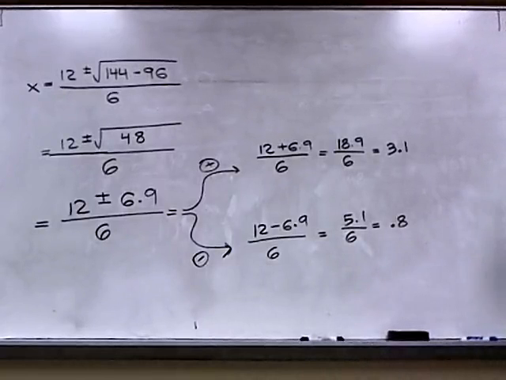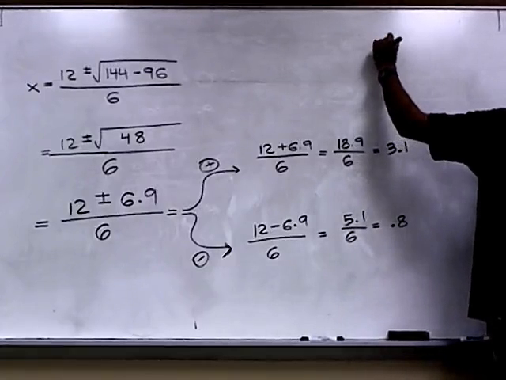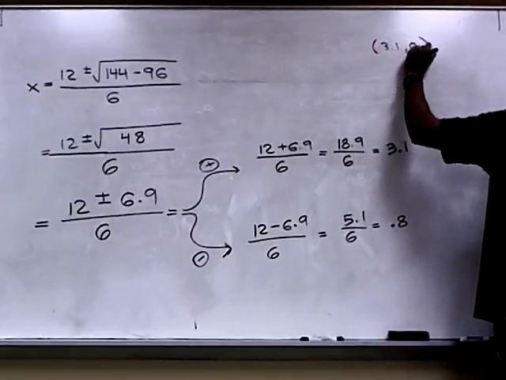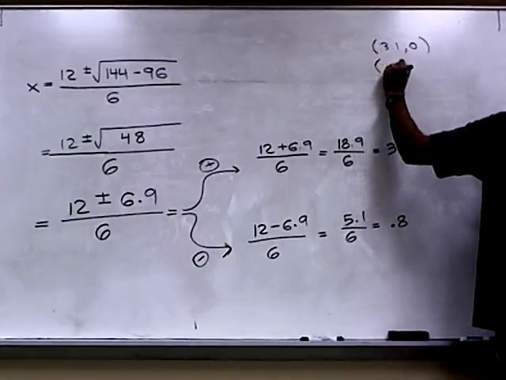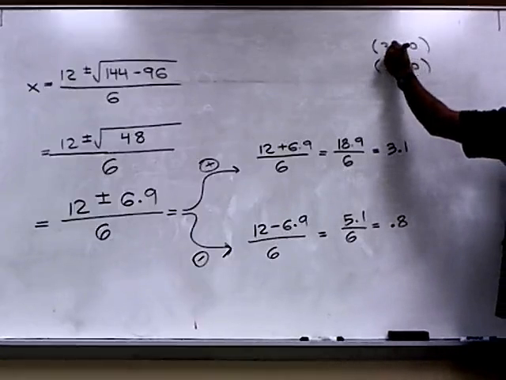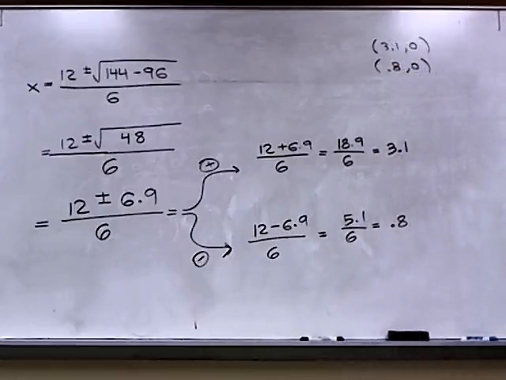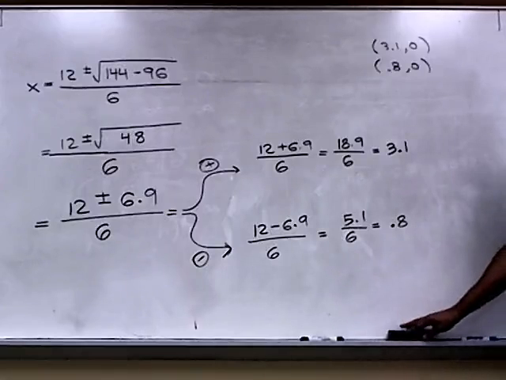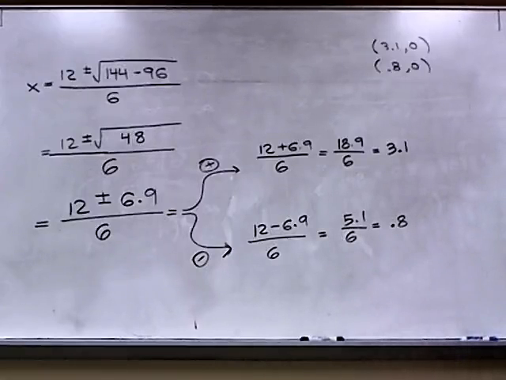Whew. What do these represent again? X-intercepts, right? So these were two points, 3.1 and the other one is 0.8, right? So that's what we finally got to here. Whew. That is step 5. So step 6.